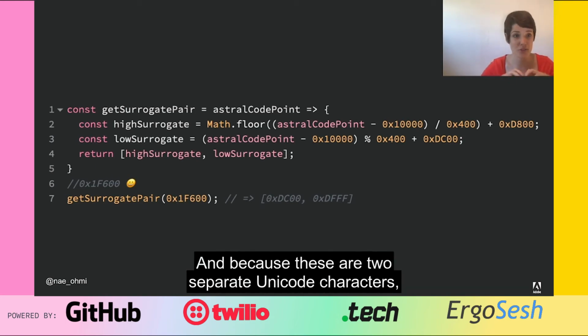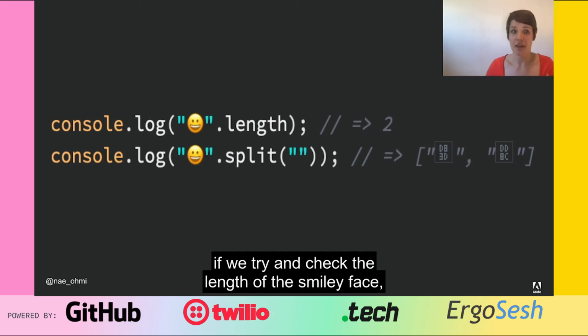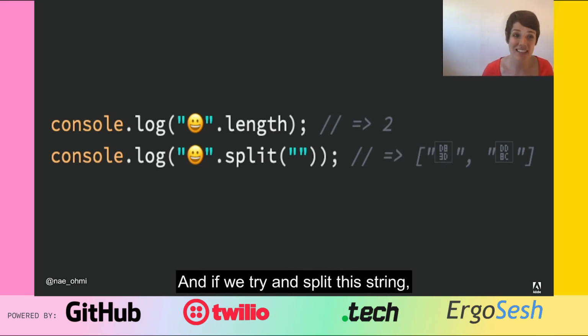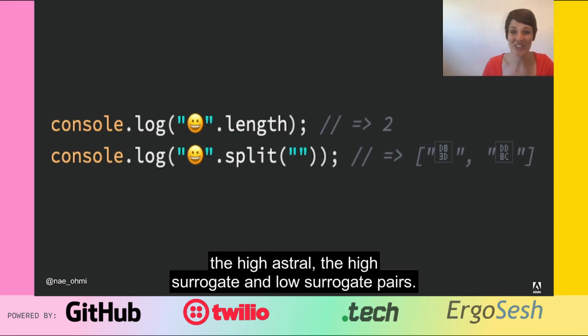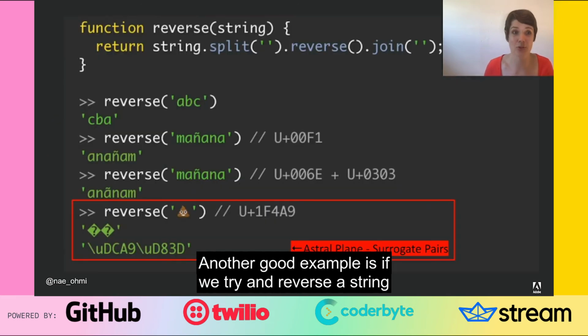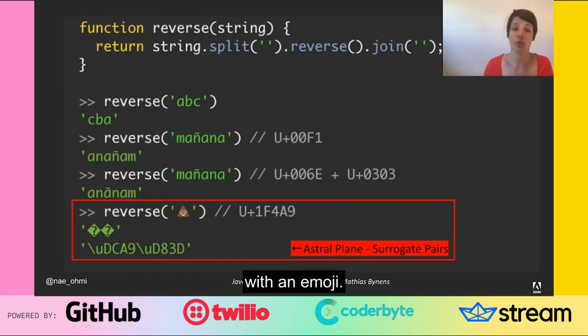And because these are two separate Unicode characters, if we try and check the length of the smiley face, we see the length is 2. And if we try and split this string, we get these two garbled characters, which are the high surrogate and low surrogate pairs. Another good example is if we try and reverse a string with an emoji.